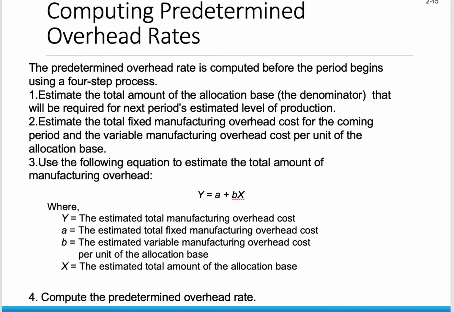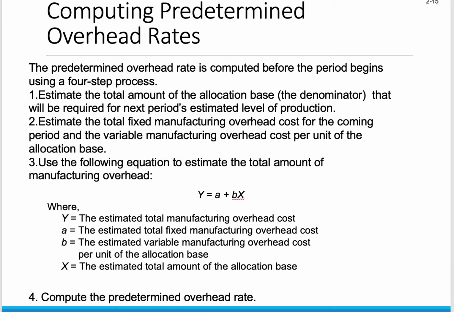All right, so how do we compute this predetermined overhead rate? There are 4 steps to calculate the predetermined overhead rate. First, you have to estimate what our total allocation base is, meaning, what's the denominator? If we're using direct labor hours, how many direct labor hours do we anticipate using in the coming period? If we're using machine hours, how many machine hours do we guesstimate using in the coming period?